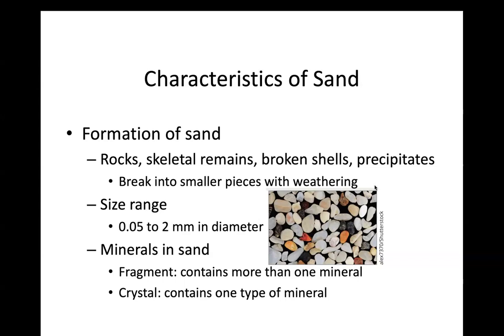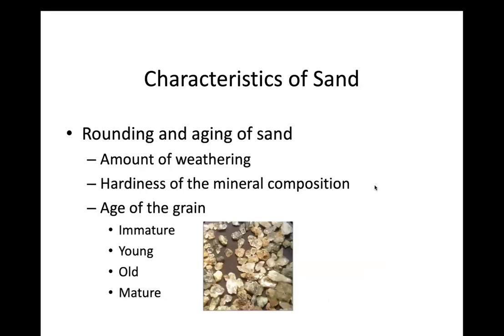Oftentimes, with the minerals in sand, you can have fragments which contain more than one mineral, or crystals which contain one type of mineral. The rounding and aging of sand. Sand grains can be rounded or angular depending on the amount of weathering, the age of the grain, and the hardness of the mineral composition of the rocks that form the sand.